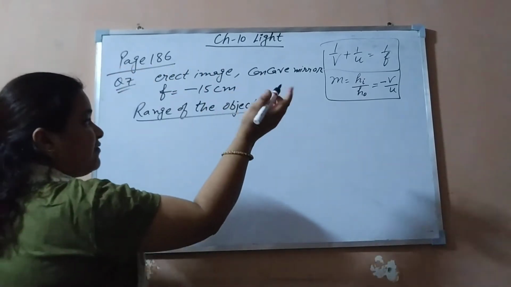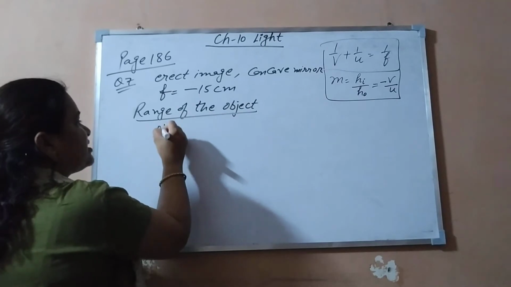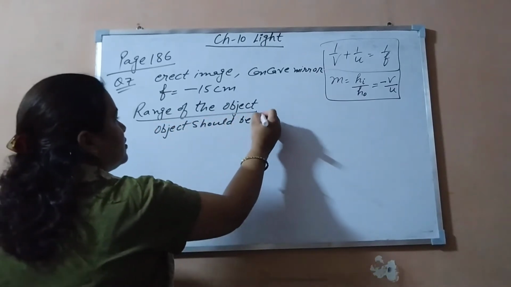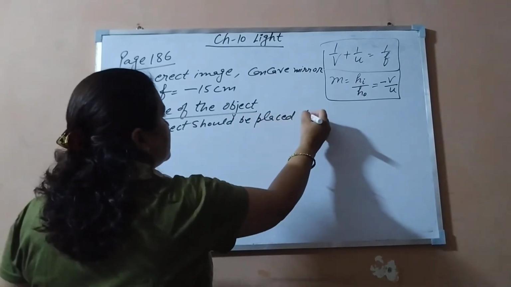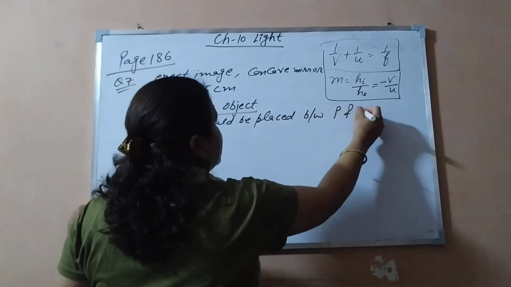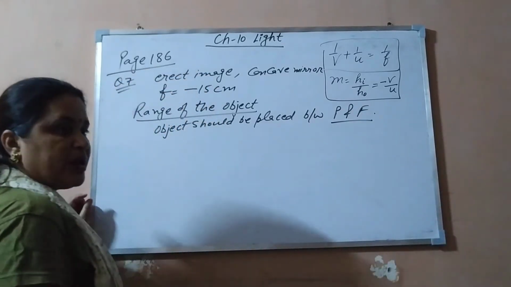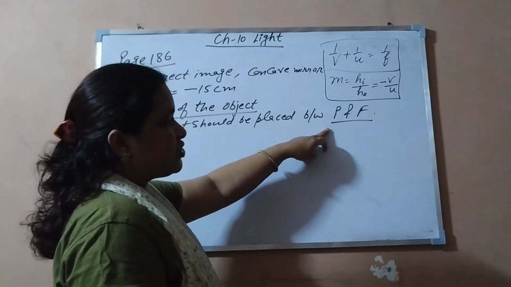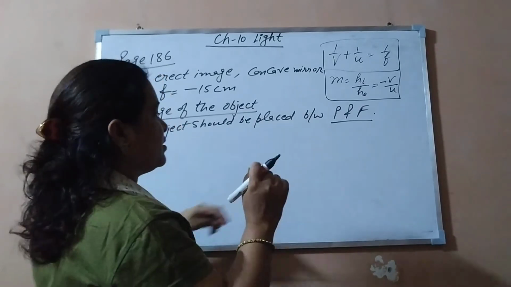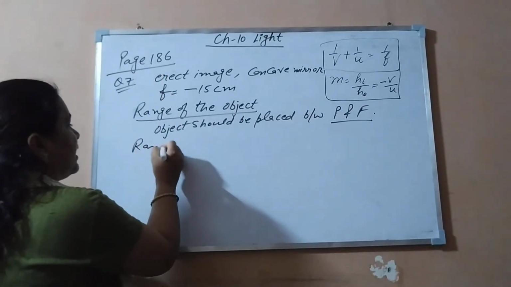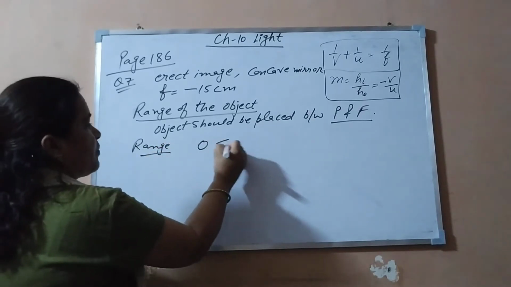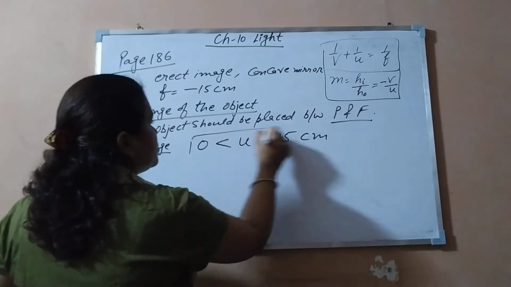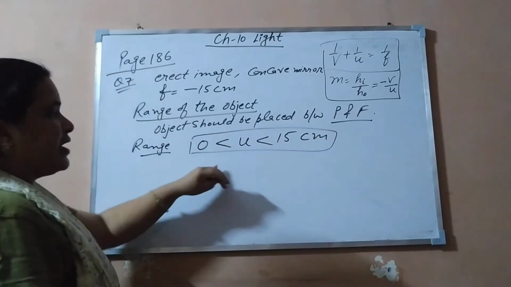So what we have done there? The object should be placed between the pole and the focus. And we have done earlier in the sign convention rules that the pole is considered as the origin. So what is the range? We can say that the object should be placed greater than 0 but less than 15 centimeter. So this is the answer in terms of range.